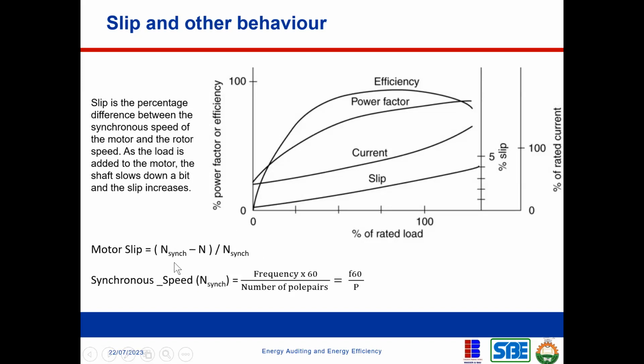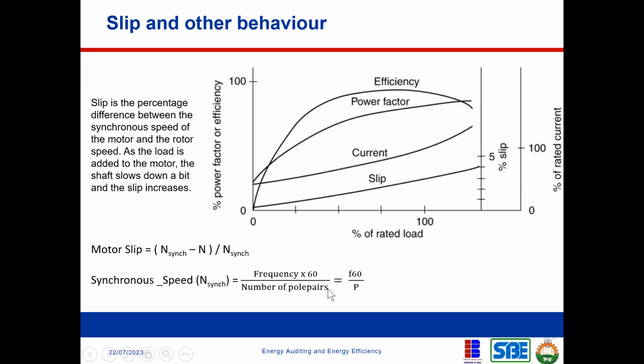Now, how do you calculate the synchronous speed? The given speed will be given, but how do you calculate your synchronous speed? Synchronous speed is equal to the frequency times 60. Frequency in Nigeria is 50, right? So the frequency times 60, divided by the number of pole pairs. Please note this: number of pole pairs.